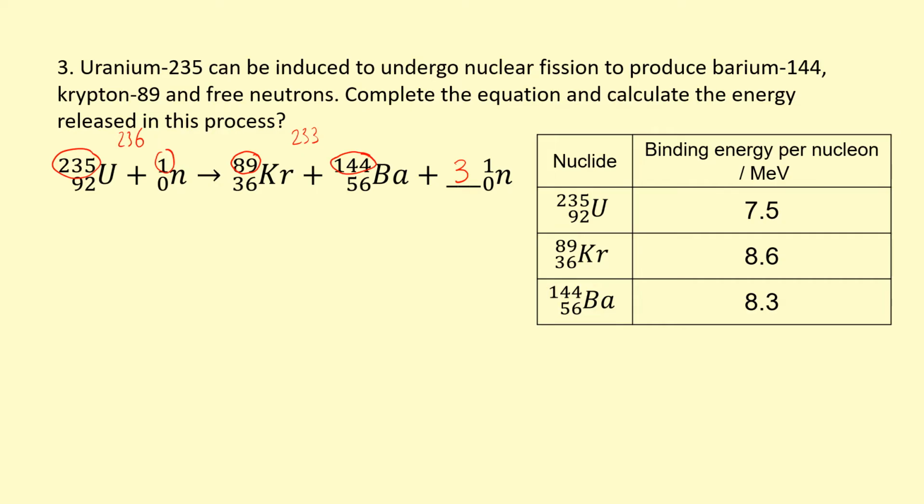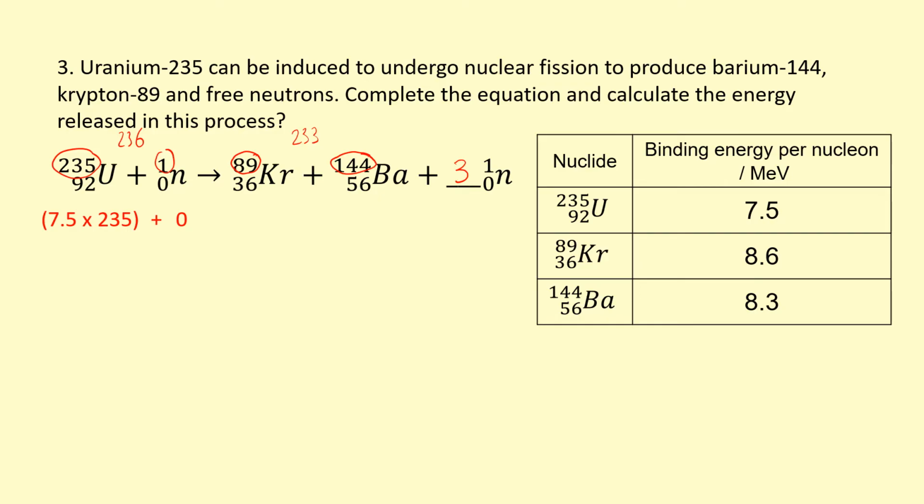Okay, so in this case, we can't find the mass defect. Instead, we're going to have to find the difference in the binding energy on the left and the right. So firstly, uranium-235. It's got a binding energy per nucleon of 7.5. So we're going to multiply that by 235, the number of nucleons, to get the total binding energy for uranium. Okay, and then the free neutron has no binding energy. Binding energy is the energy required to split a nucleus into its constituent nucleons. So if it's a free neutron, it doesn't have any binding energy.